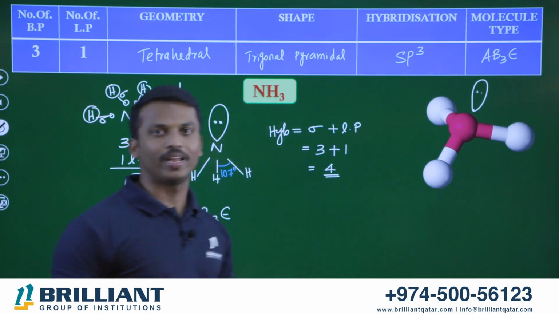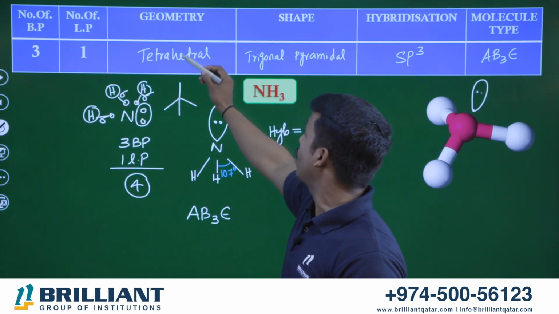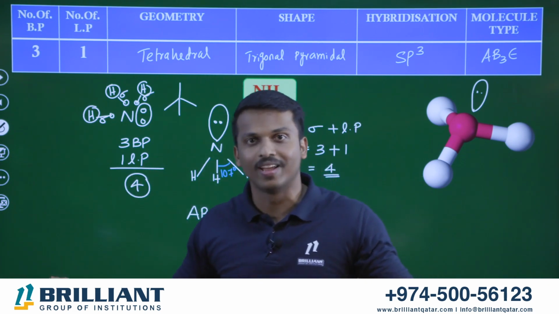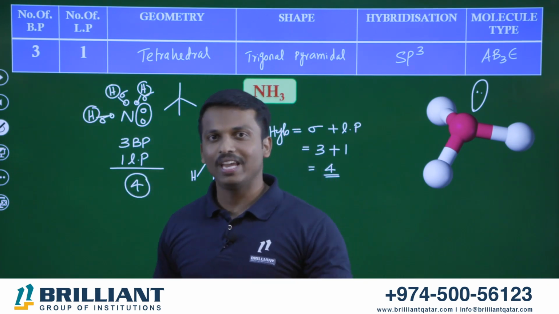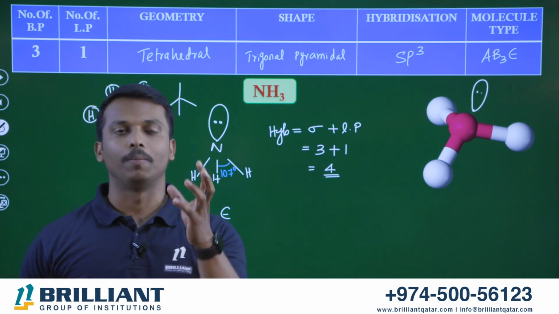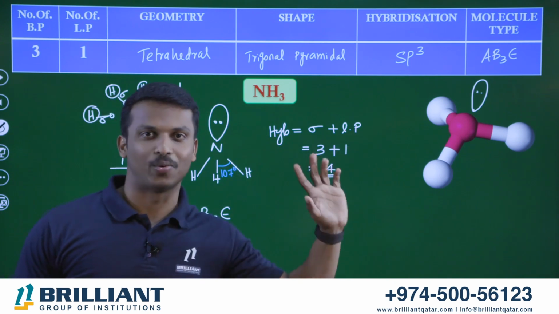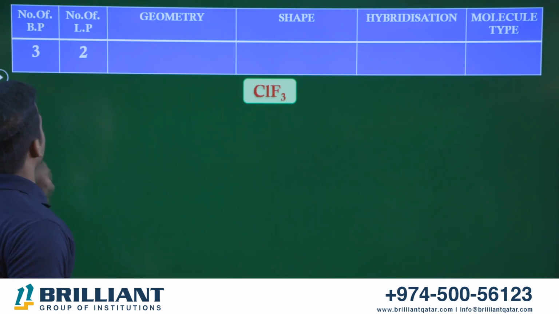Now it is easy, dear student. Keep in mind, when there is a lone pair, the geometry and the shape are different. Why? Because there is a lone pair. If there is a lone pair, then definitely the geometry and the shape will be different. If the lone pair is 0, both are equal. Alright. Come to the next point.